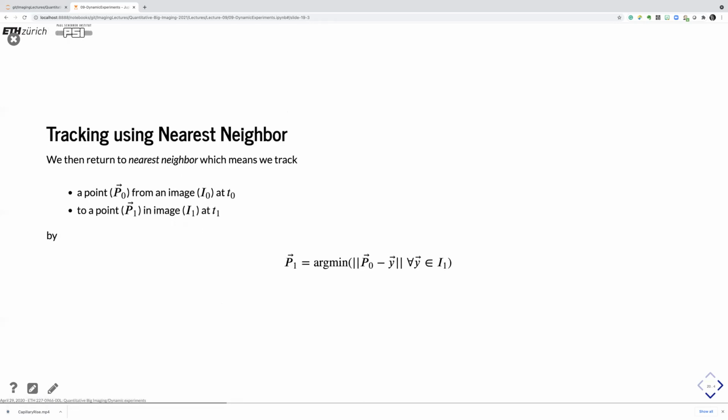So tracking using the nearest neighbor is a principle. You have an optimization where we want to find a point in frame 1, which corresponds to a point in frame 0. So we go looking through all the points from frame 1 and compare the absolute distance between the point in frame 0 and all the points in the other one. And the one that gives us the smallest distance is the one that we say is actually the same point in the next frame.